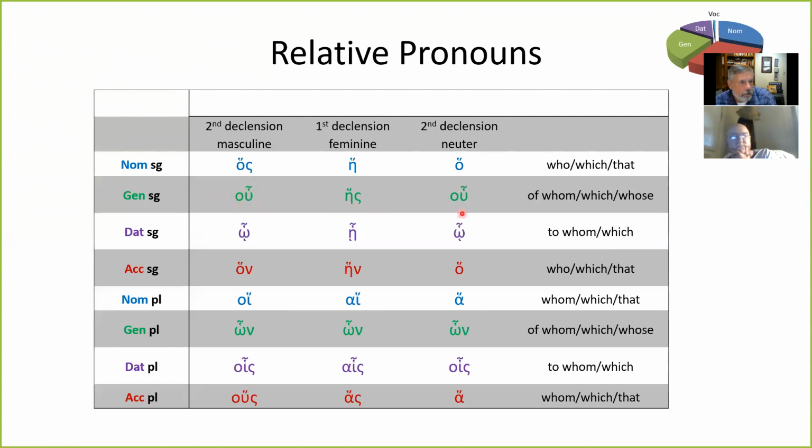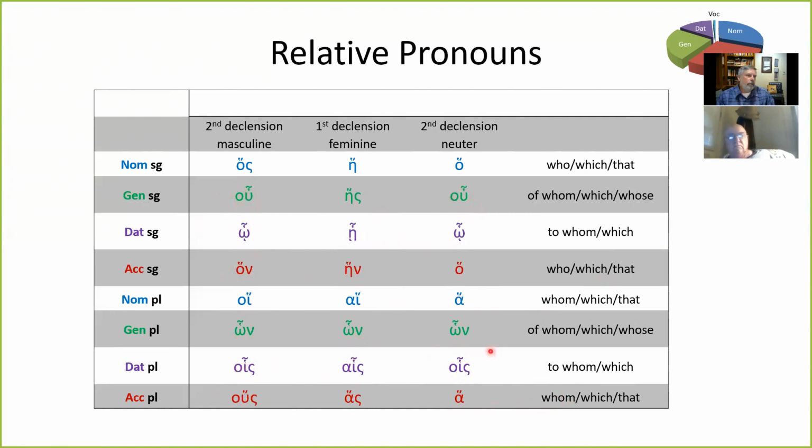Hou, hēs, hou. Again, with the article and the rough breathing. Hō, hē, hō is my dative singular. Hēn, hēn, ha, my accusative singular. Hoi, hai, ha, who, which or that. Hōn, hōn, hōn, of whom, which or whose. Dative plural, hois, hais, hois, to whom or to which. And then the accusative plural, hous, has, ha, whom, which, or that.